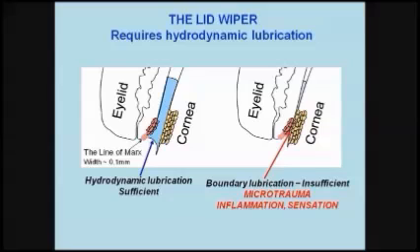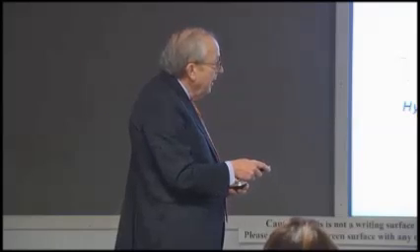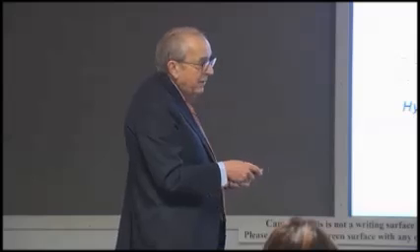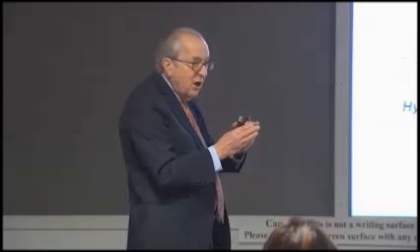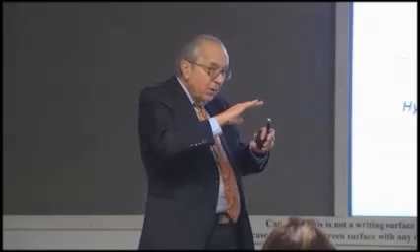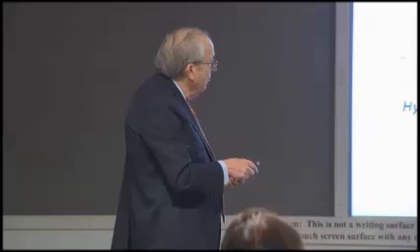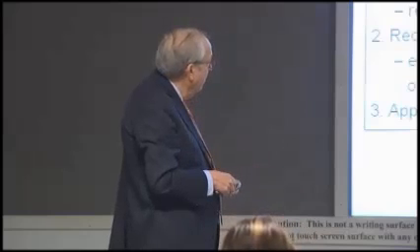And here's the secret. You require what's called hydrodynamic lubrication. And what that means is you have to have a thick layer of fluid between the lid wiper and the corneal surface. And if you don't, you'll have mechanical trauma with every blink. Here, you have boundary lubrication. The lubrication is not thick enough so that the irregular cytoarchitecture of these cells is protected. So it's really critical that we have a thick layer.